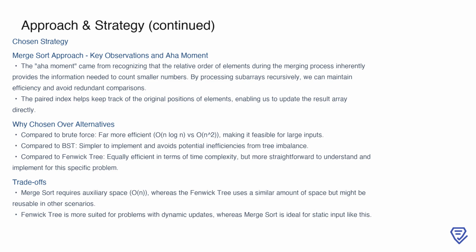Compared to brute force, this approach is exponentially faster, and unlike the BST, it avoids the risk of inefficiencies due to tree imbalance. While the Fenwick tree is equally efficient, the merge sort approach is simpler to understand and implement, particularly for a static input like this. The trade-off is the use of auxiliary space, which is comparable to the Fenwick tree. However, for this problem, the ease of implementation and clarity provided by merge sort outweigh these concerns.